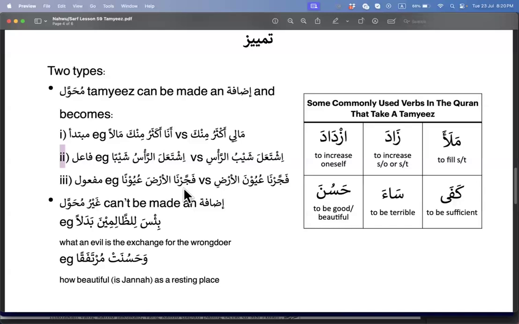It's okay. You answer the question first. Fajjarna, we make... I don't know. Fajjarna, this one we what? Something like burst, yes, correct. We make the earth burst open.